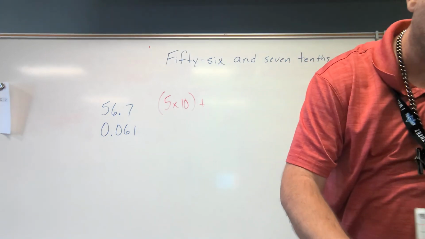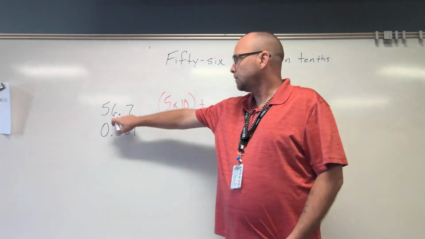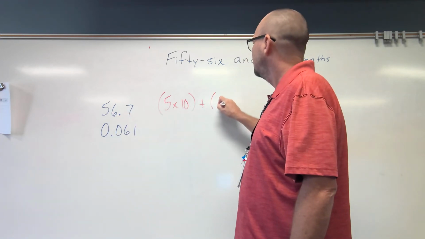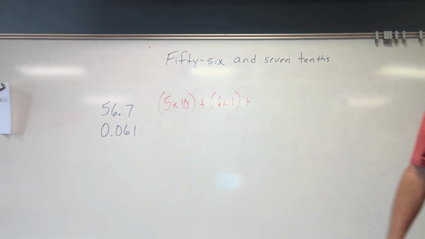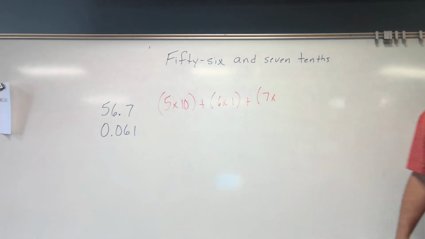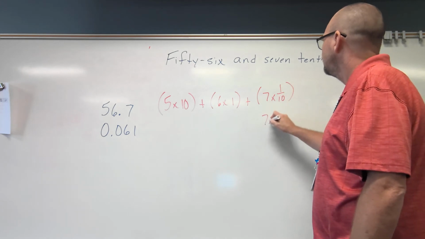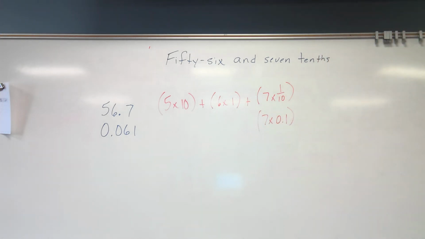Plus, where do I go next? Zach. I'm going here. What place value is that? The 6 in the what place value? So 6 times 1. Plus, where do I go next? Samuel. Then you go to the 7. Okay. And 7 times 1/10. 7/10. Good. 7 times 1/10 written that way, or 7 times 1/10 written that way.